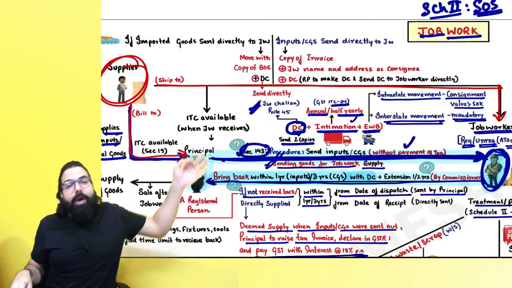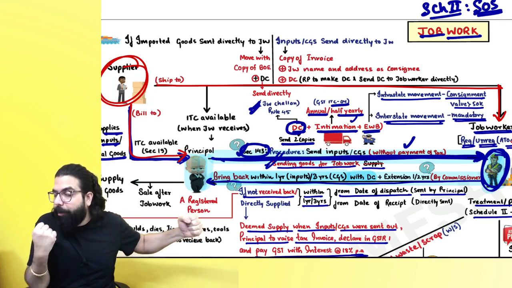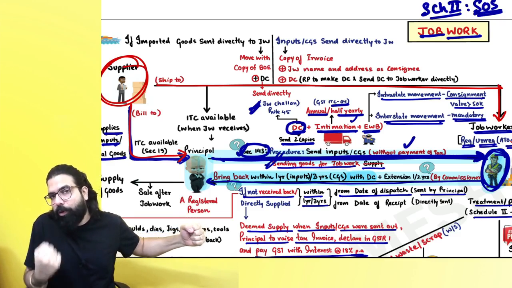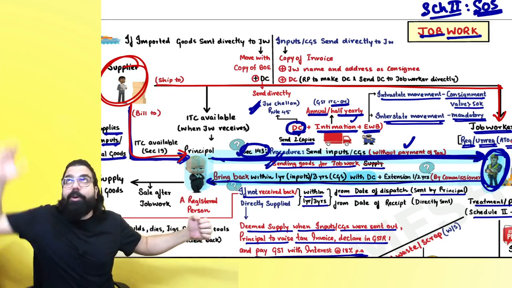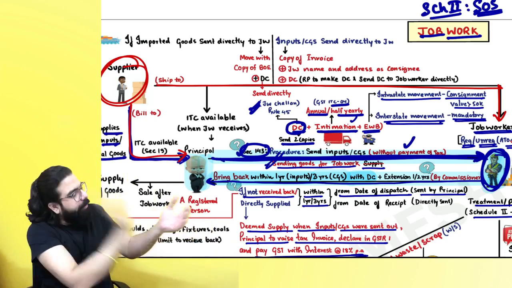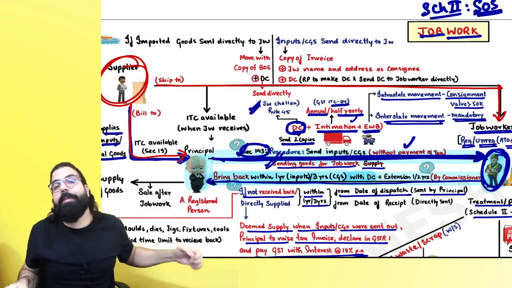Remember one thing, once my job worker receives the goods and I receive the invoice, it will be deemed that I have received the goods, and I will be able to take the input tax credit. Now when you say bill to me and ship it directly to him, the day he receives it, from that day the 1 year or 3 years starts for it to come back.